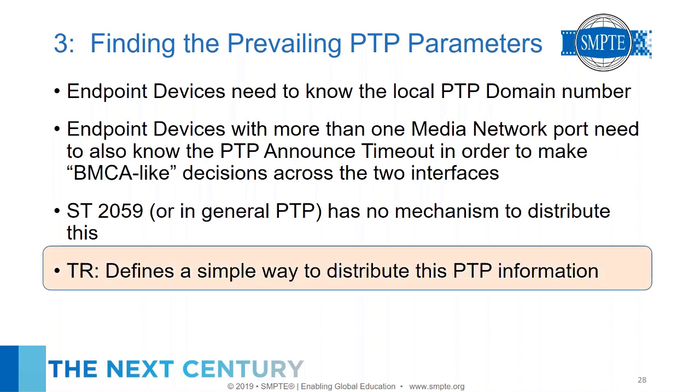So we defined a way to distribute the PTP information. So when a device wakes up, it can tell that, hey, in this network, it's PTP domain 57, and the announce timeout is 3. Otherwise, you just wind up writing that information on the whiteboard, and every time you fill in some new piece of equipment, you have to go into it and set those two things before it works.